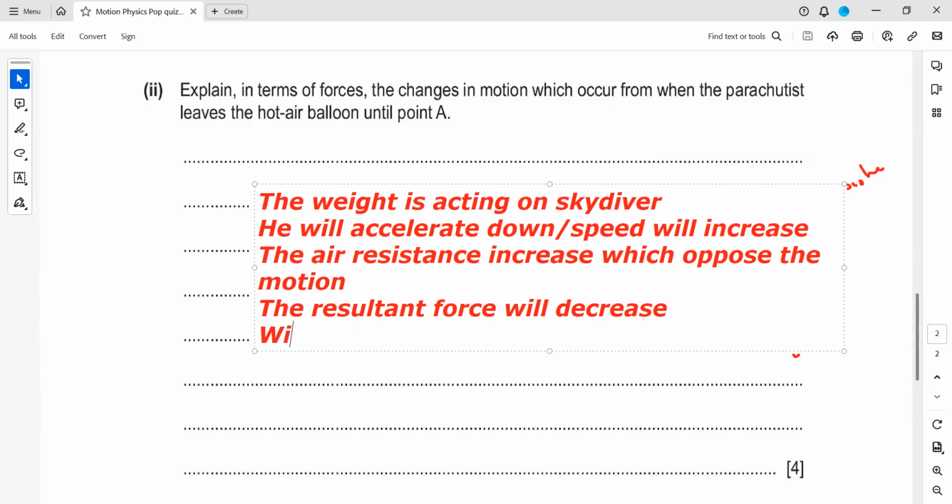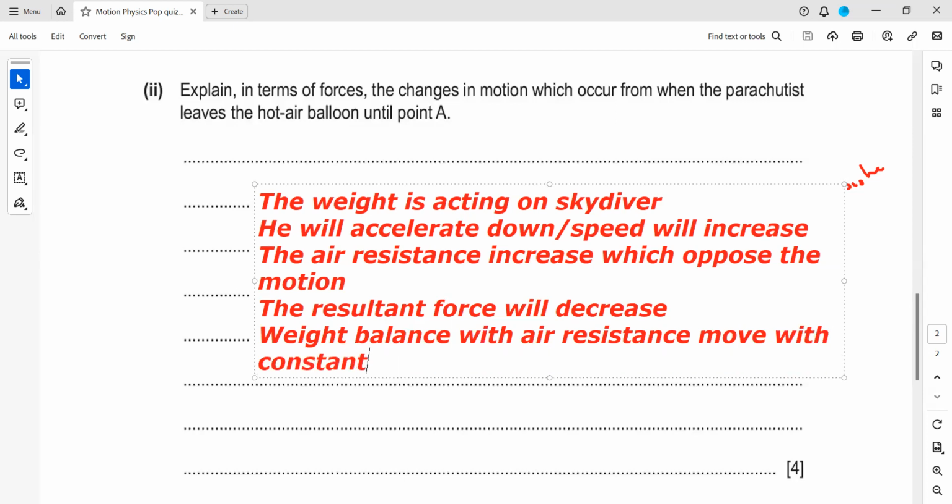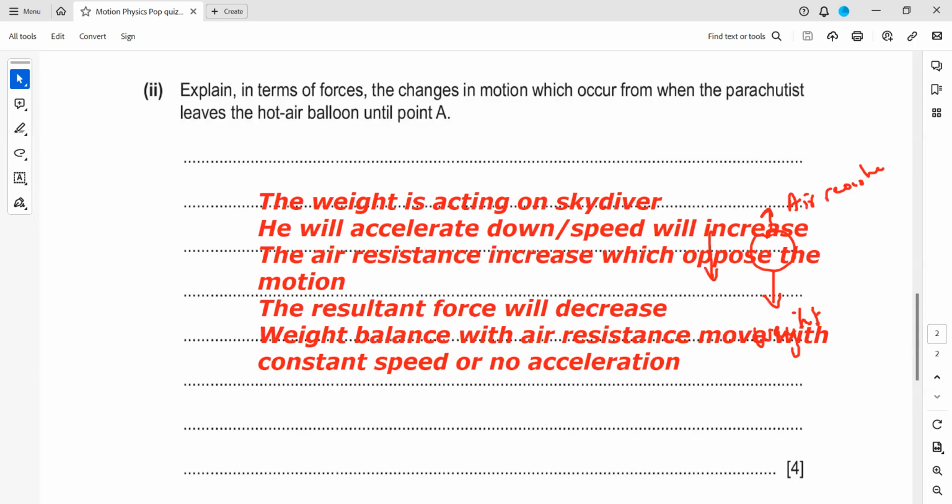And when the resultant force decreases, eventually the weight is balanced with the air resistance. When the weight is balanced with the air resistance, the skydiver will fall with a constant speed or no acceleration. And that constant speed is known as terminal speed. This is always the case whenever objects are falling with air resistance.